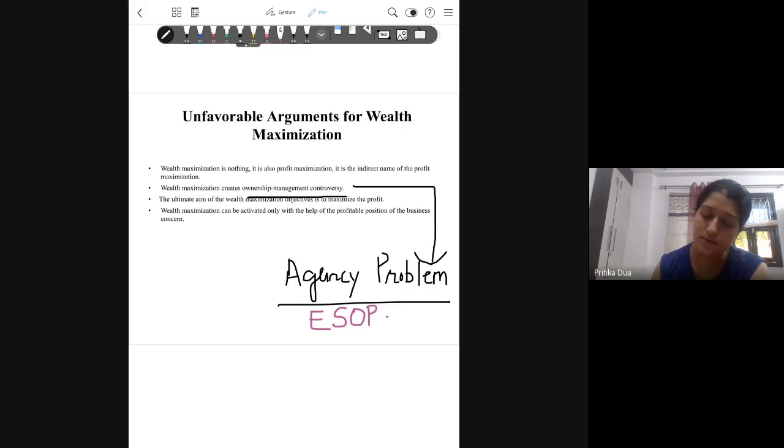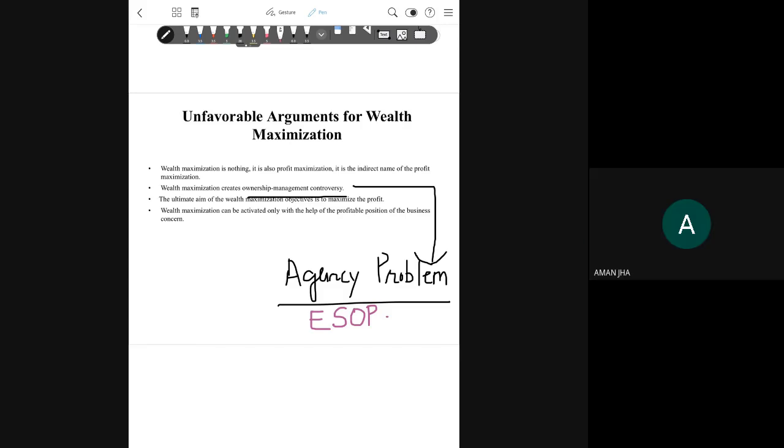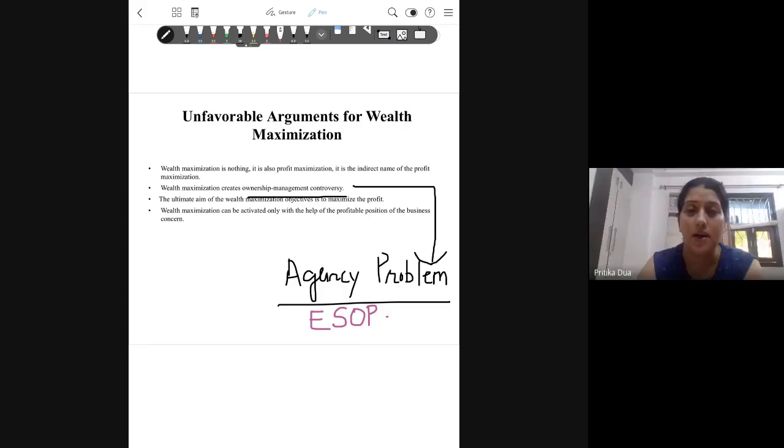ESOP. What does ESOP stand for? What is an ESOP? Employee stock option. Good. So employee stock option plan hota hai, basically jo ESOP policy hoti hai. What the owners basically aim through an ESOP is ki jo bhi employees hain organization ke, jo loyal employees hain, jo purane kaam kar rahe hain, they should also be made owners of the firm.